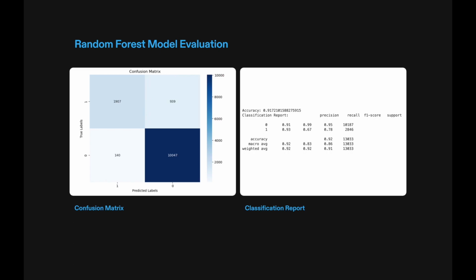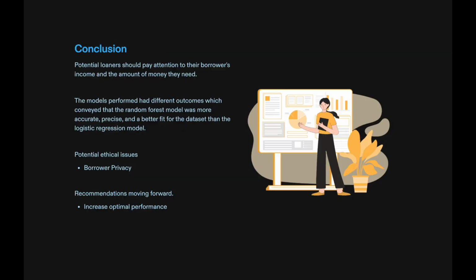For loan approval, there was a score of 0.93 for precision and 0.67 for recall, which recall includes information on missed positive predictions, while precision focuses on true positive predictions. Potential loaners should pay attention to their borrower's income and the amount of money they are asking for. The models performed had different outcomes, which conveyed that the random forest model was more accurate, precise, and a better fit for the dataset than the logistic regression model.